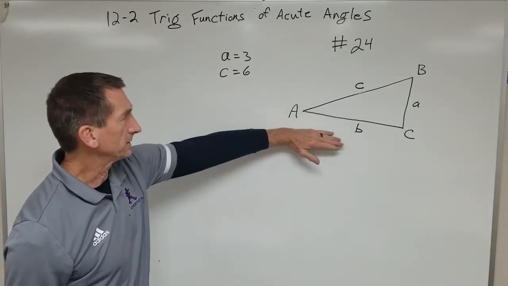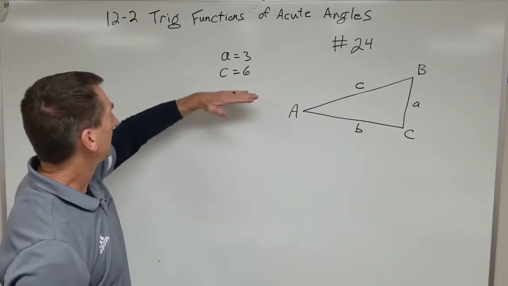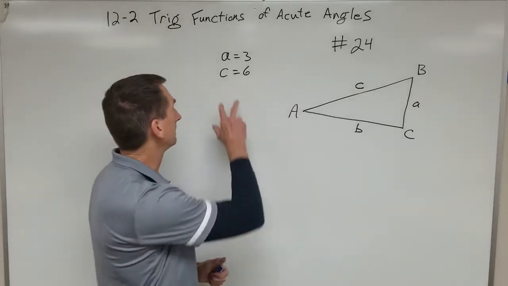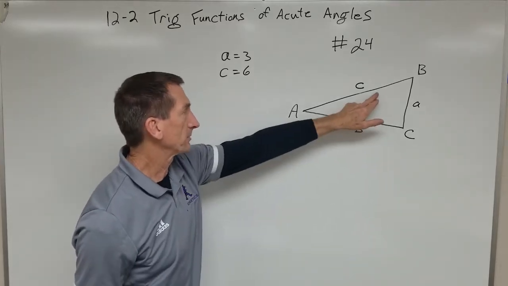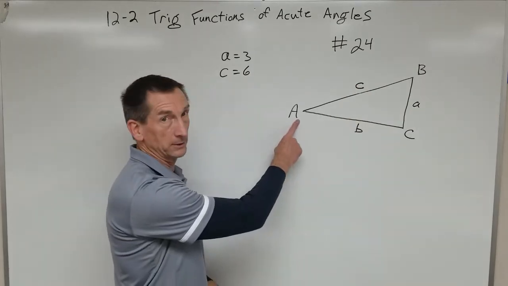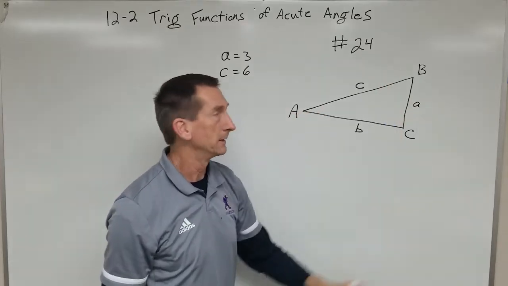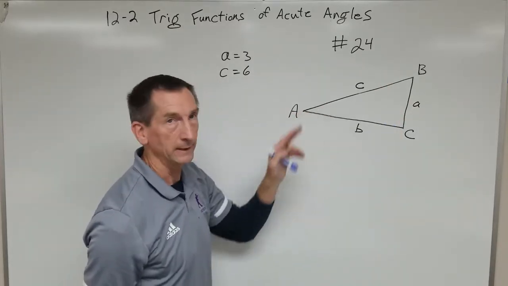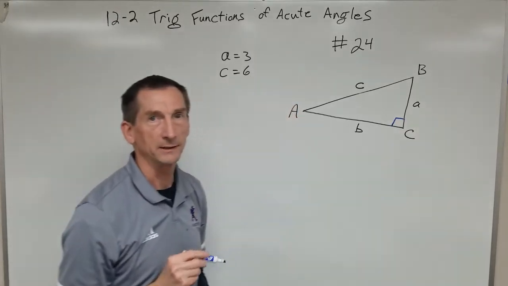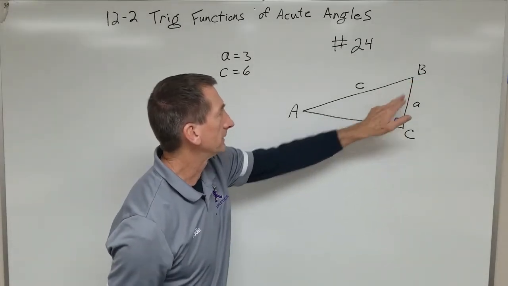Okay, so here's a diagram that they've given me for 24 and its associated problems. And they've given me this information here. I know that A is 3 and C is 6. Okay, small letters represent side lengths. Capital letters are usually at an angle, and they are the angle measures. So A is the angle measure right here. C is the angle measure here, which of course is 90 degrees since we're working with right triangles here. And B is this angle measure right there.